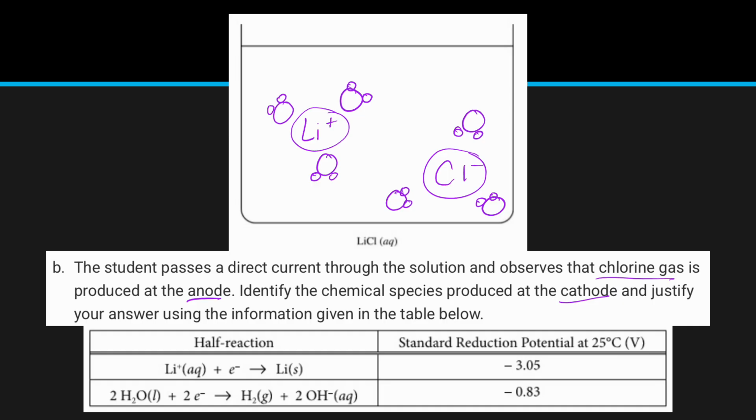Remember, the more positive the E value, the more favored they are for reduction. And as you can see, water has a higher E value than lithium, which means water is going to be reduced at the cathode.